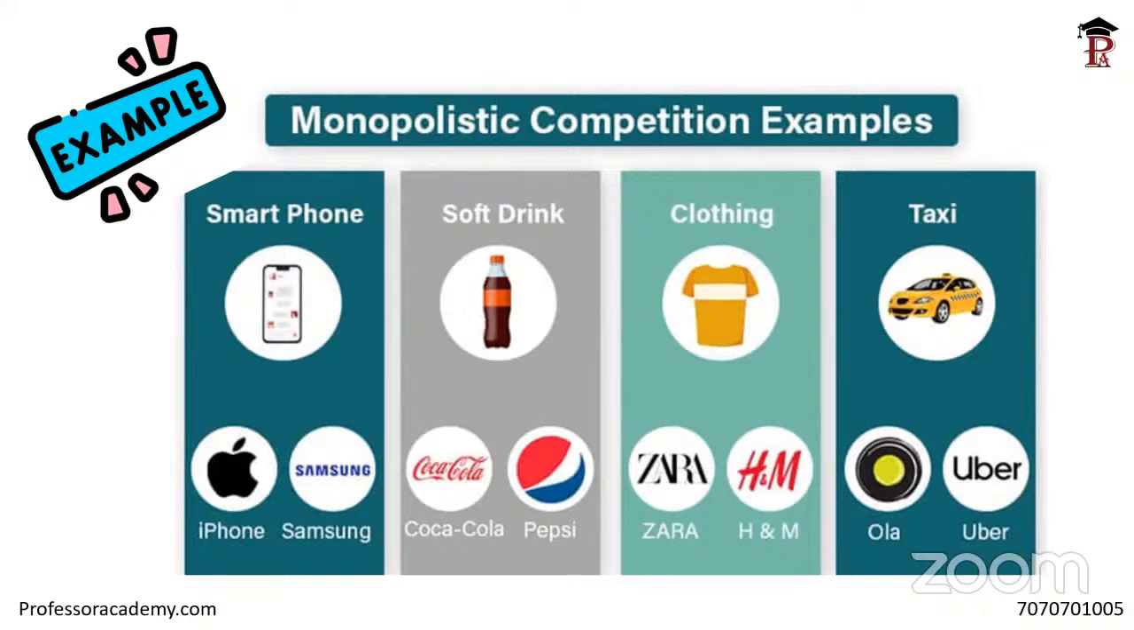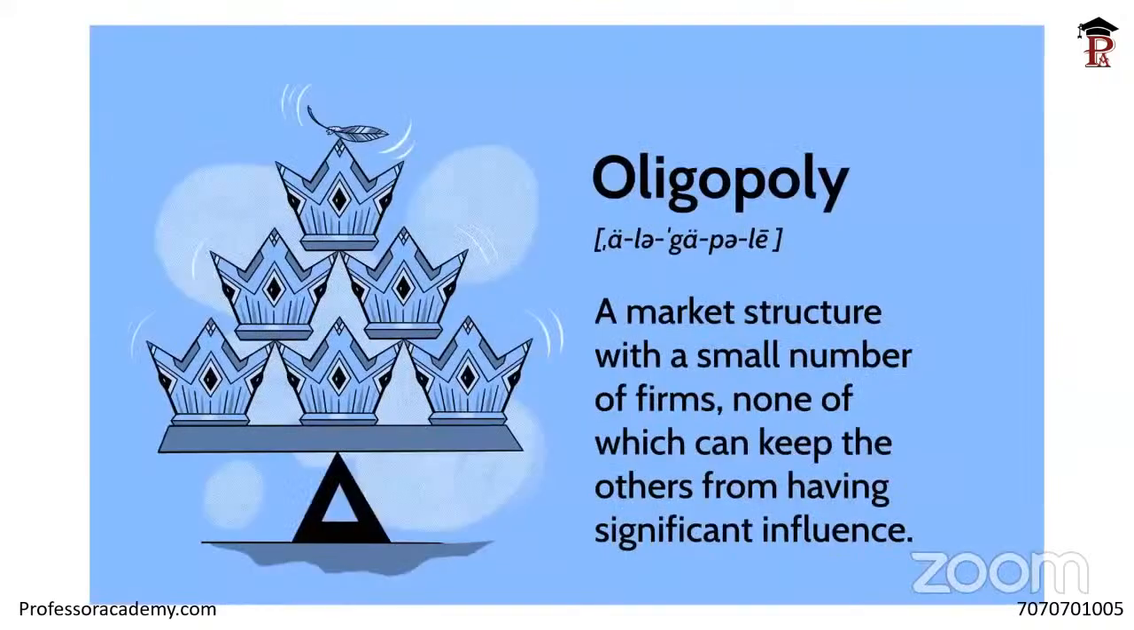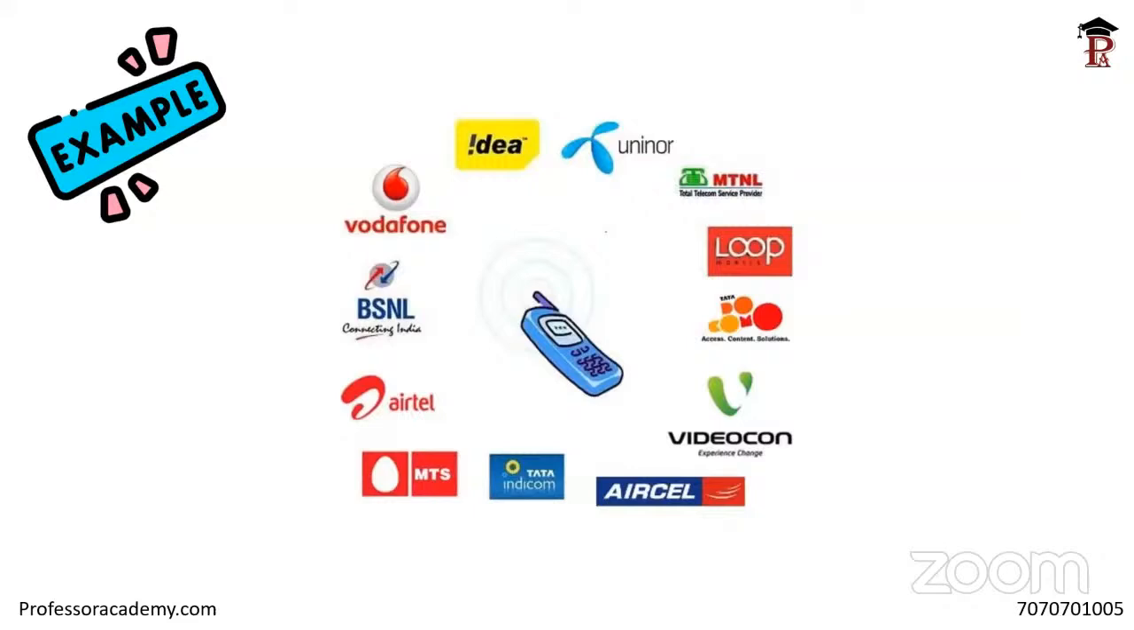Okay, then moving forward to oligopoly. This is a market structure with a small number of firms, none of which can keep the others from having a significant influence. Like, you do your own marketing and I'm doing my own. For example, we have SIM card companies. Right now the ruling players are Jio and Airtel. So the competition will be similar.